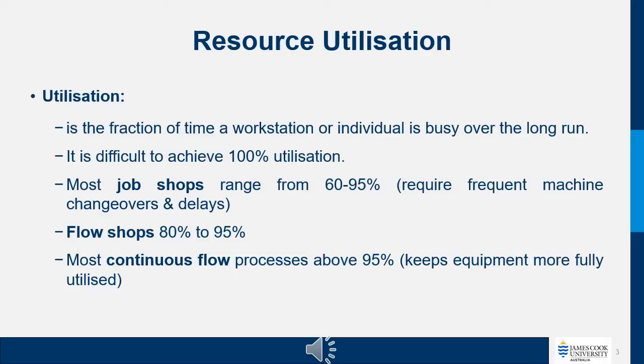Flow shops, which have a more streamlined product flow, generally exhibit higher resource utilization. In such setups, where the production process follows a fixed sequence of operations, resource utilization typically falls within the range of 80 to 95%. The improved efficiency is primarily attributed to reduced changeover and smoother workflow.